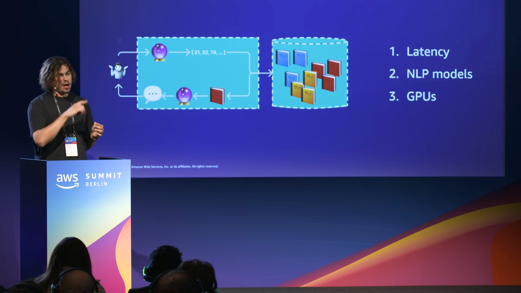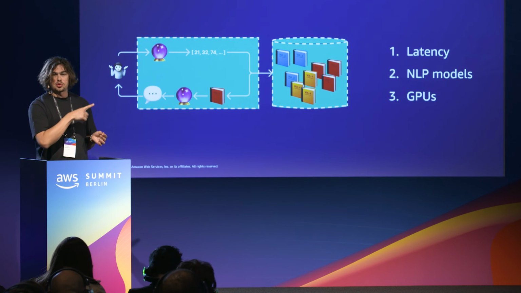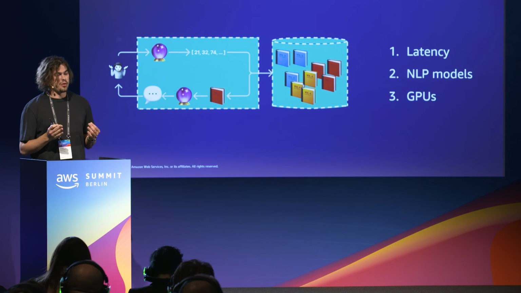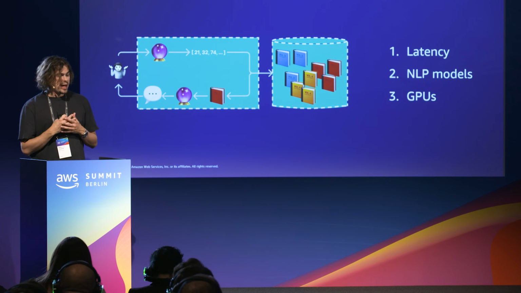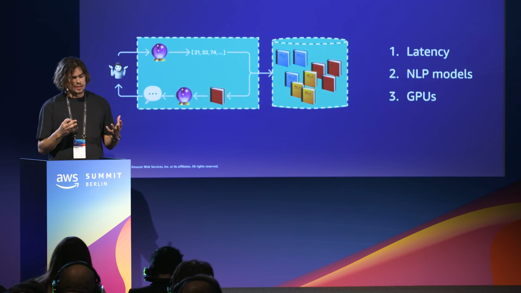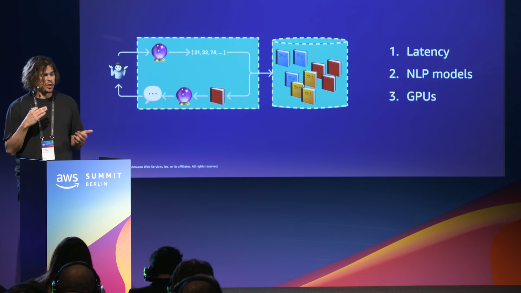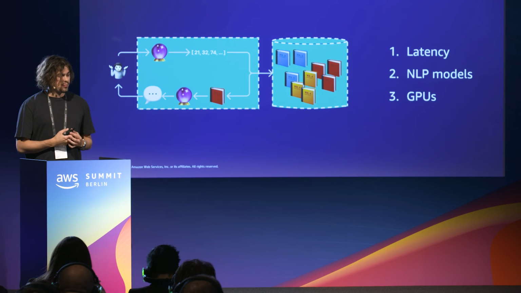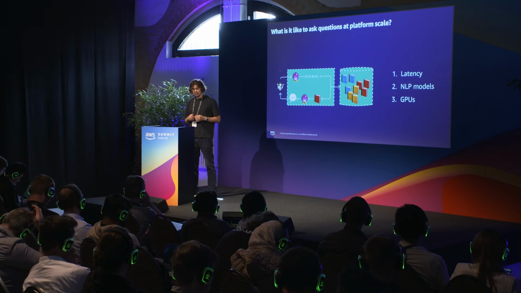It gets back to the user. So you can see how the user waits for the response to their question in this loop, which means that latency is very important to us here. And we have large language models, which also means that we're going to have to use GPUs because they are very compute intensive.